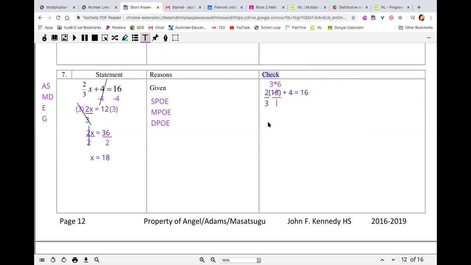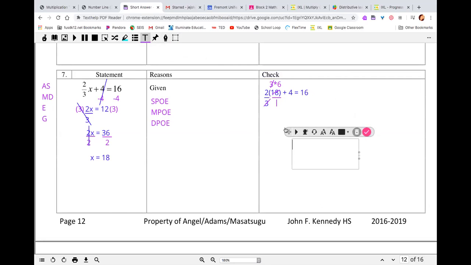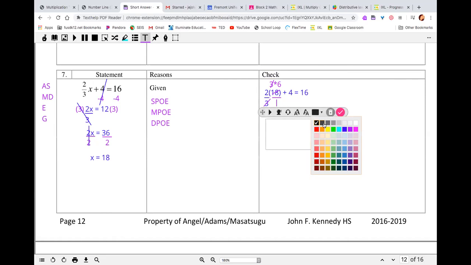All right, so what can I cross off now? The 3s. Okay. Cross off 3 on the top and the 3 on the bottom. So I'm going to rewrite this. I'm going to clean it up because some of us watching, or who will watch later, it's confusing when we have all those lines and numbers. So we're just going to rewrite our problem simplified. 2 times 6 plus 4 equals 16. Okay.